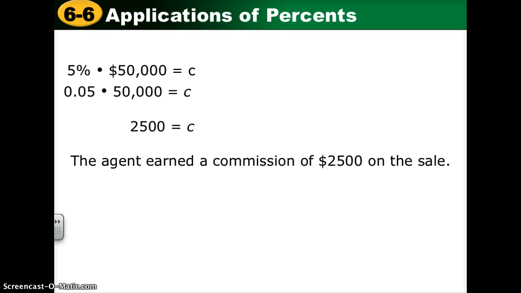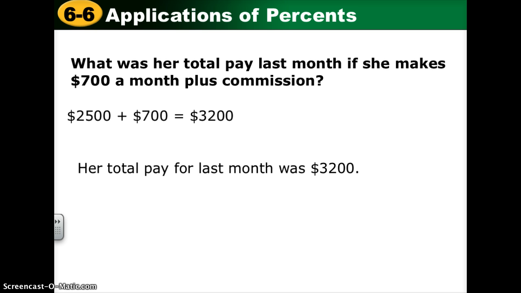If we want to take this a step further, we could look for total pay. What was her total pay last month if she makes $700 a month plus commission? So she made $700 and $2,500 of commission, add them together. So for that month, her total pay was $3,200. Kind of makes that $700 a month look very small.